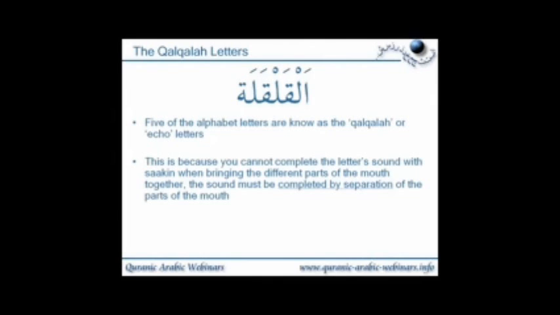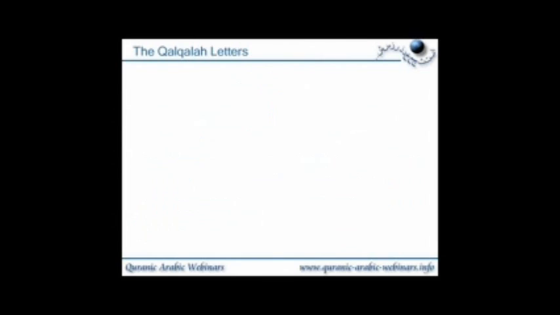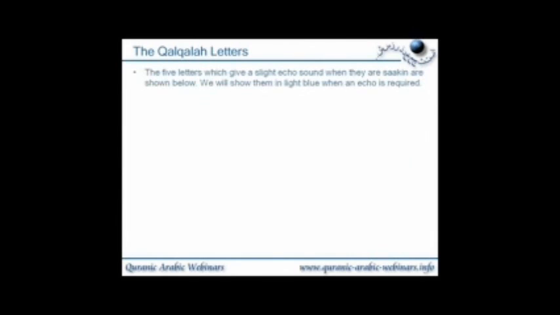So with these five letters, when you add this sukun, you have to bring your mouth parts together, but you cannot complete the pronunciation of the sound until you separate your parts of the mouth again. So it's slightly different just for these five letters. So this causes a slight echo sound which is produced with the separation, and we'll explain this on the next slide. Five of the letters which give a slight echo sound when they are sakin are shown below.